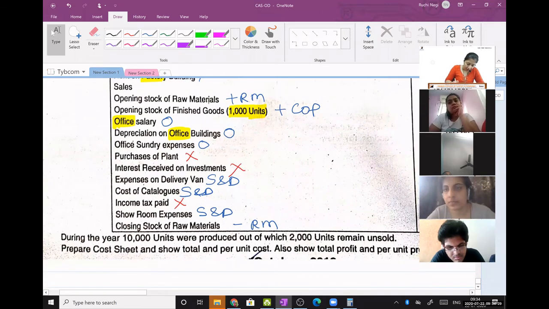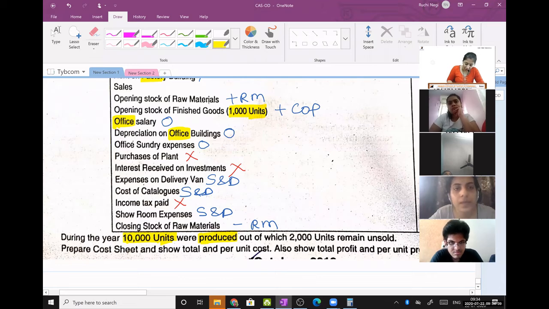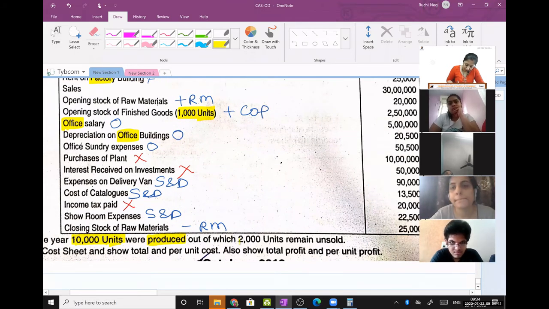During the year, 10,000 units were produced, out of which 2,000 remain unsold. What is this? Unsold? 2,000 which is unsold is what? Closing stock. Yeah, Asmita, Sandhya, Ruchi, Pankaj. Yeah, it's your closing stock. Great. Okay, so I did your closing stock.